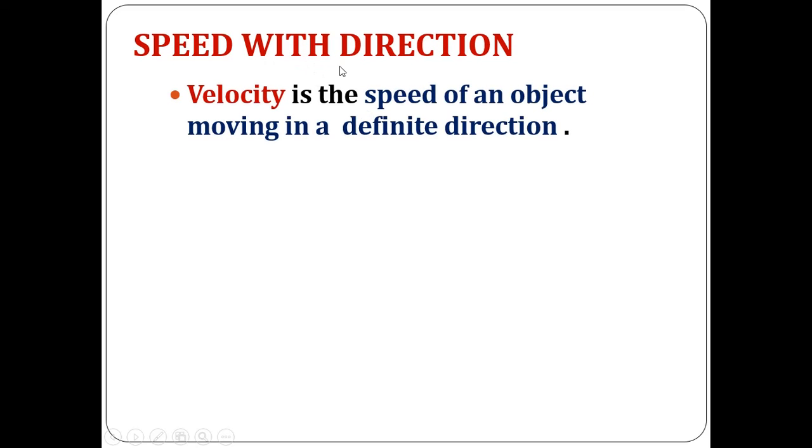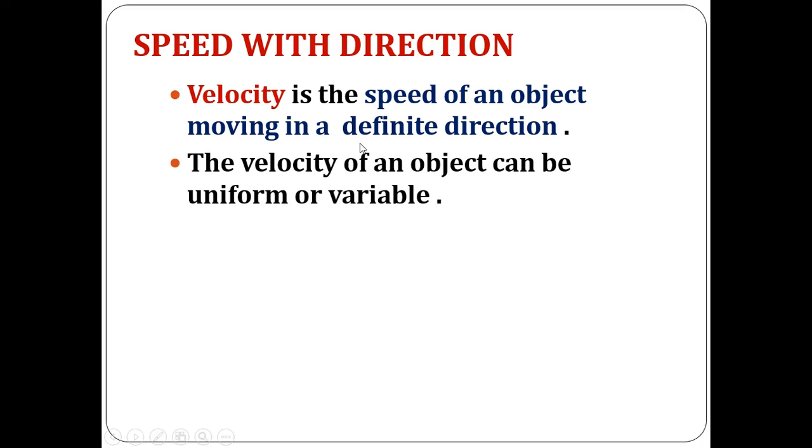Now, speed with direction. Speed with direction is described as velocity. So, what is meant by velocity? Velocity is the speed of an object moving in a definite direction, moving in a particular direction.